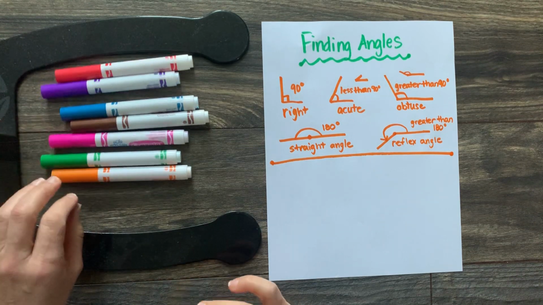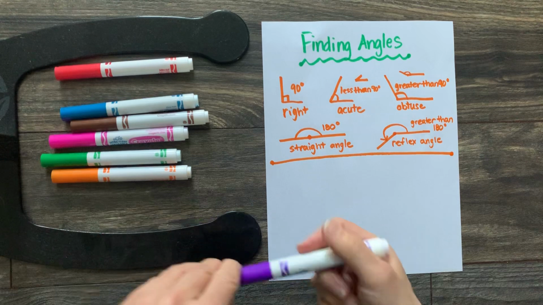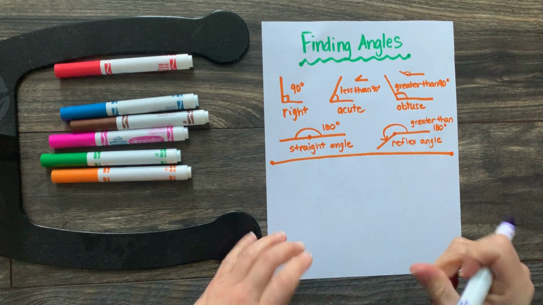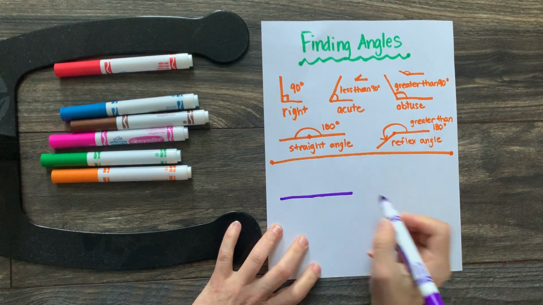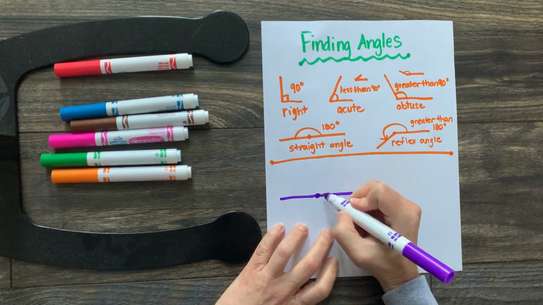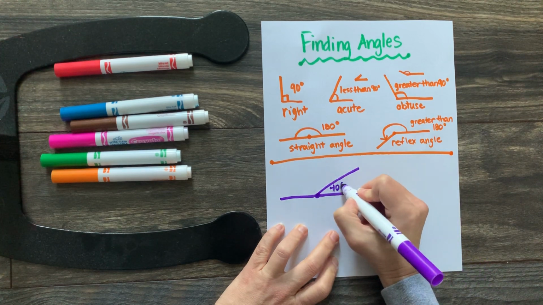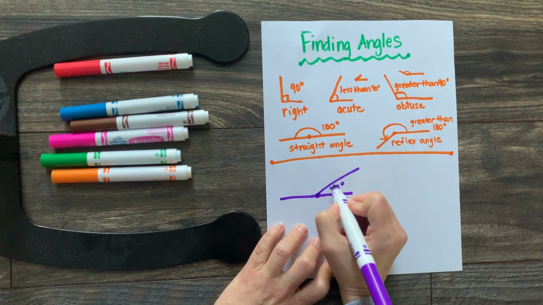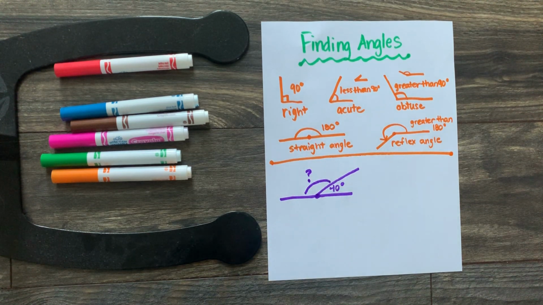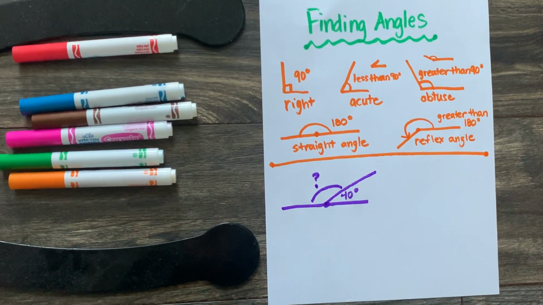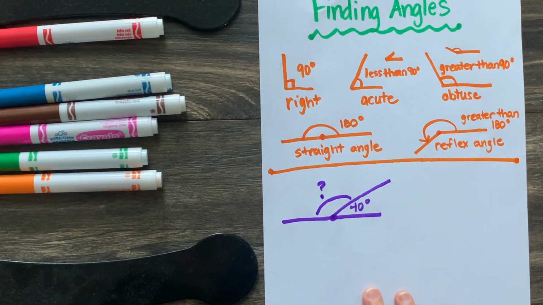I want to show you a couple examples of what happens when we know part of our angle and we have to find the rest. So for instance, let's say I have a line and my little vertex right here, and let's just make an angle that looks like this. I'm going to tell you that this is 40, and I want you to find this angle. So how would we figure that out? Let me pull that up a little bit closer. How would I figure that out?